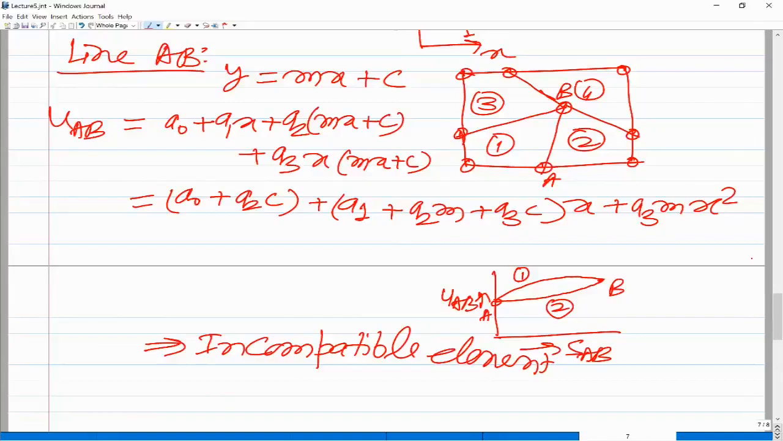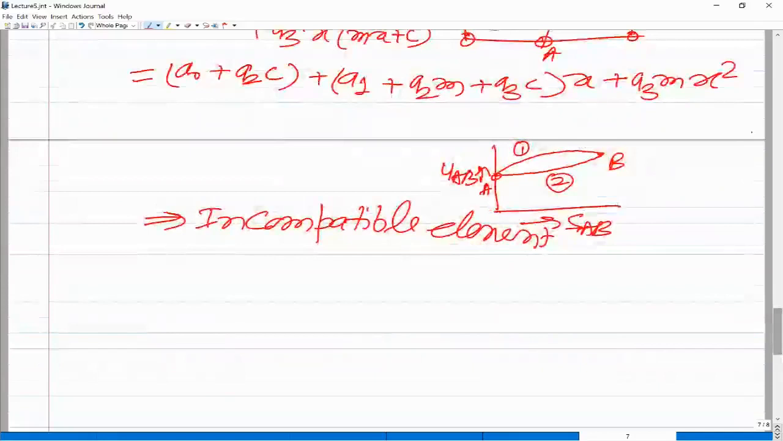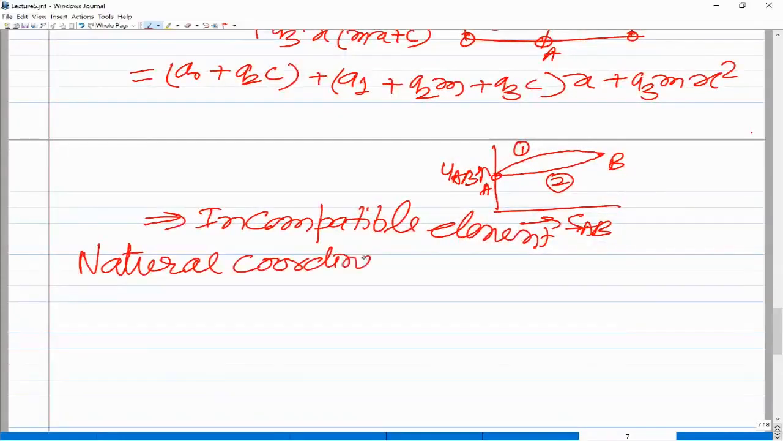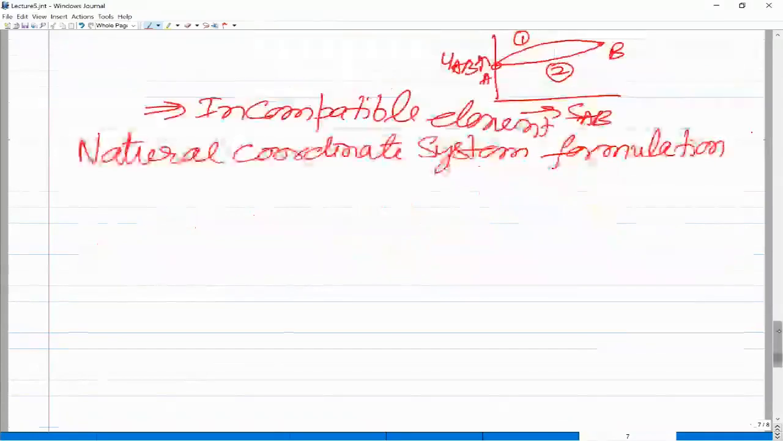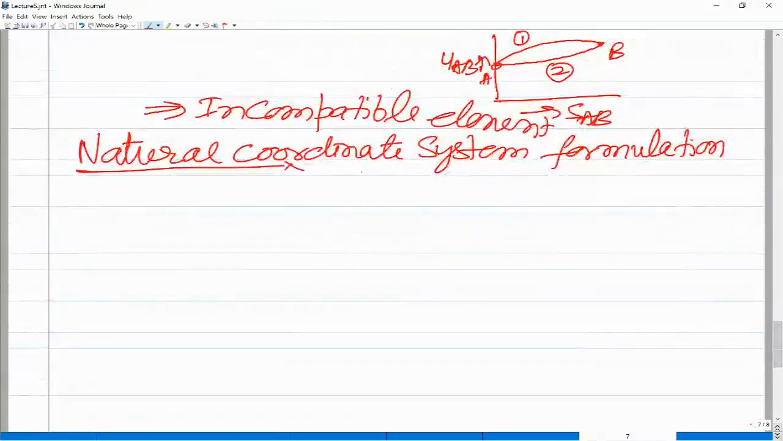So that is why there is a need for formulation in the natural coordinate space. The physical geometry of the element can be any arbitrary quadrilateral, but if it is formulated in the natural coordinate space, then the element will always be compatible. So that is why there is a need to formulate the element in the natural coordinate system. In the natural coordinate system, the coordinates vary from -1 to +1. So this is the natural coordinate system formulation.